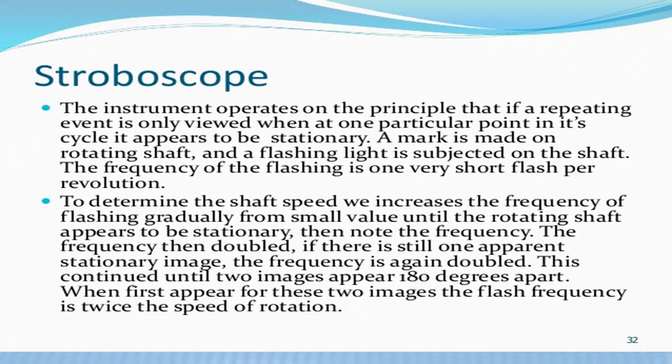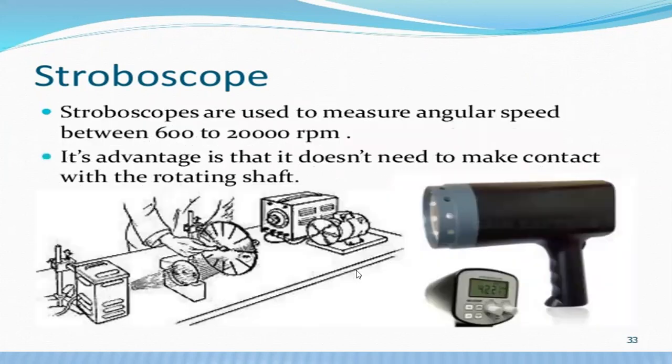Then note the frequency of that shaft, and the frequency is then doubled if there is still one apparent stationary image. The frequency is again doubled. This is continued until two images appear 180 degrees apart. When these two images first appear, the flash frequency is twice the speed of the rotation. So it is this stroboscope that detects the speed. Stroboscopes are used to measure angular speed between 600 to 20,000 RPM.